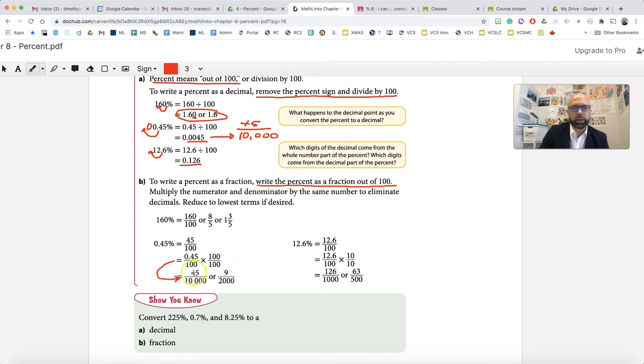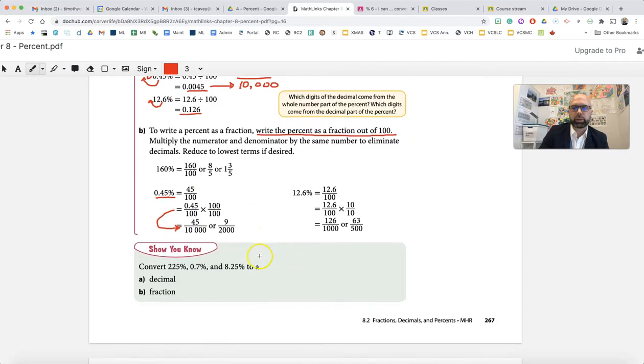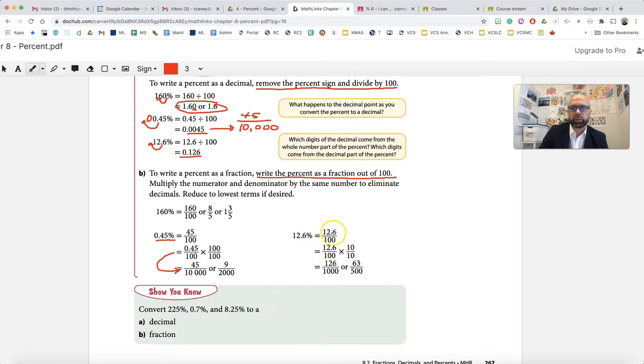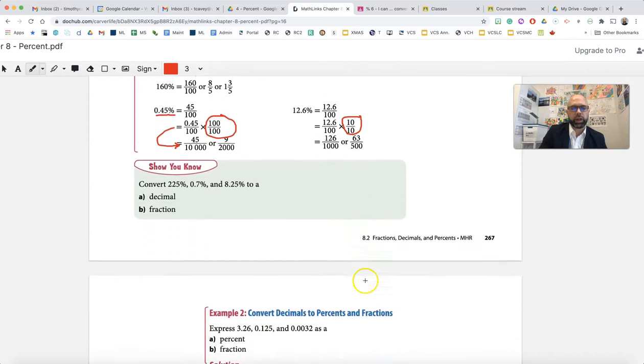So again, you just got to be careful of place value with this one. It is not the same as 45%. And then 12.6%, we've got 12.6 over 100. Yes, so I can see how they're processing this. You've got to get rid of the decimal. That's why they do this, and that's why they do this. And then you end up with 126 over 1,000, or 63 over 500 to reduce that.